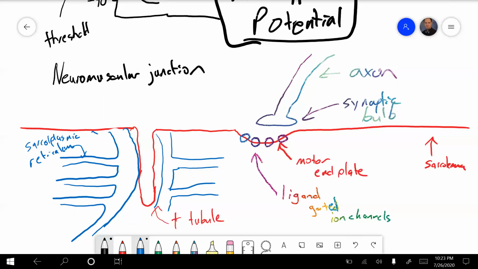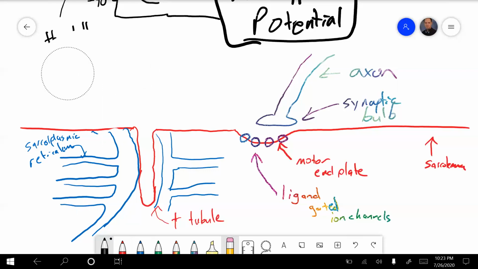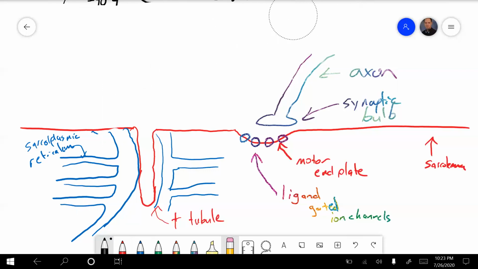Anyway, so we've got our major parts here. Now, what we're going to do is walk through the events that are going to occur here at the neuromuscular junction step by step. So let's start at the beginning. First, the first thing that happens is an action potential arrives at the synaptic bulb.